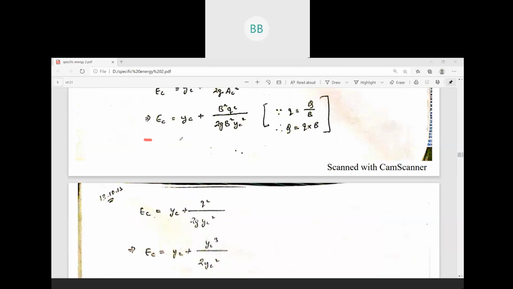If you see in this equation, we have B square here, and here also we have B square. So this will be cancelled out. This will be cancelled out. So what will be left out? EC is equal to YC plus q square divided by twice G YC square.